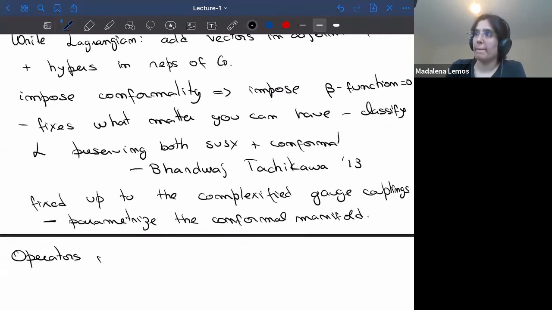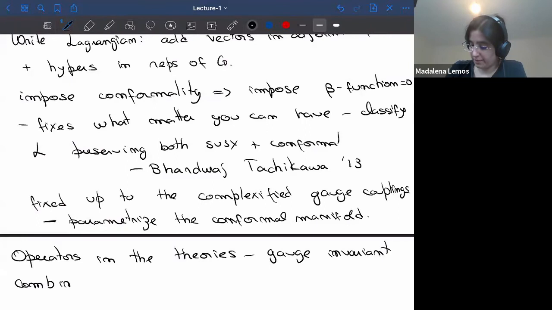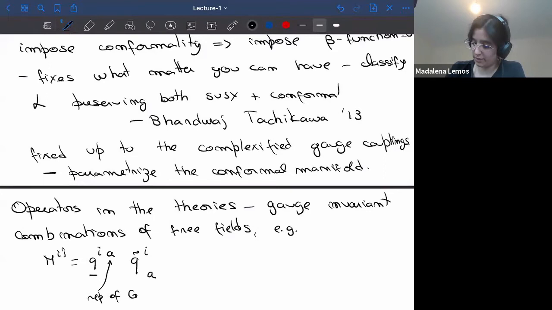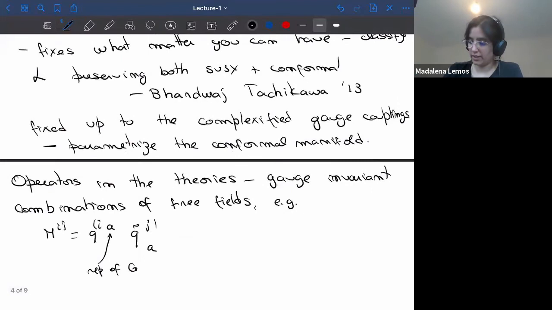And operators, as you well know, should be gauge invariant. And they are gauge invariant combinations of the free fields I put in. For example, I can write this guy. Remember, this was the scalar in the hypermultiplet. I told you it should transform in some representation of the gauge algebra. And then I need the conjugate, another hyper in the conjugate representation. And I contract the indices to make it gauge invariant. And this would be an example of an operator in my theory. And I could try to use the Lagrangian to compute correlation functions, which are the observables in my theory.